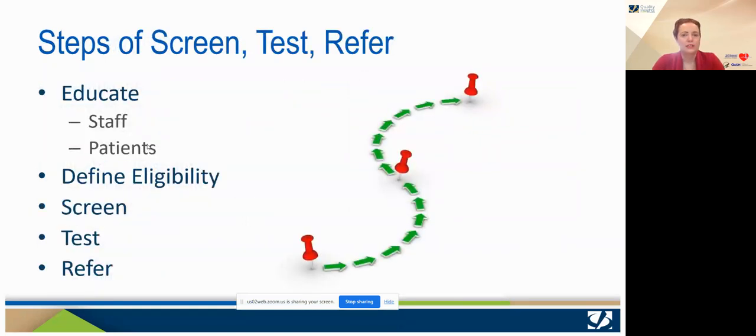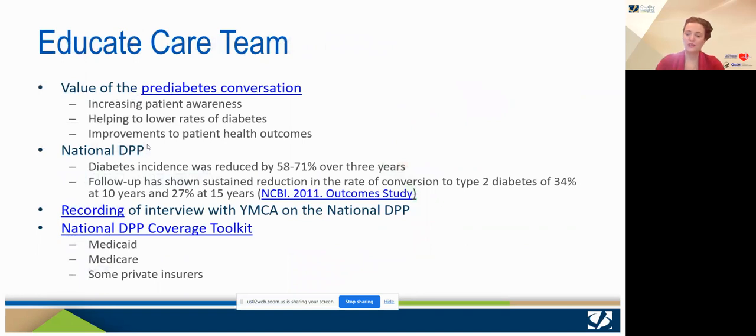So what we're going to be jumping into today is the steps of screen, test, and refer, which are educate, define eligibility, screen, test, and refer. First and foremost, we're going to talk to you a little bit about educating the care team. The value of educating staff is getting them on board and knowledgeable about what prediabetes is, why it's valuable to have a conversation with your patients about it, and what the resources are available to combat it.